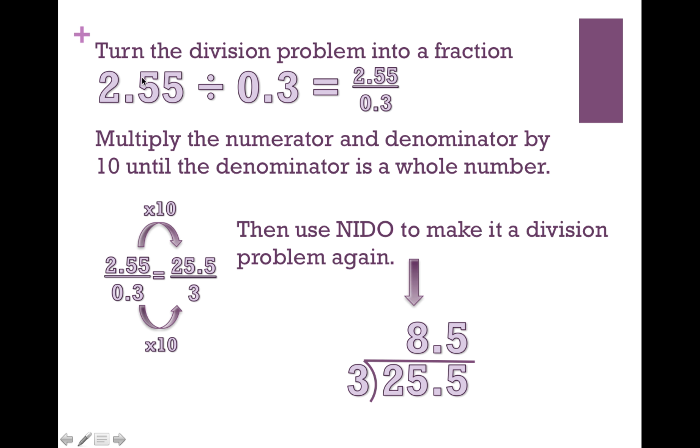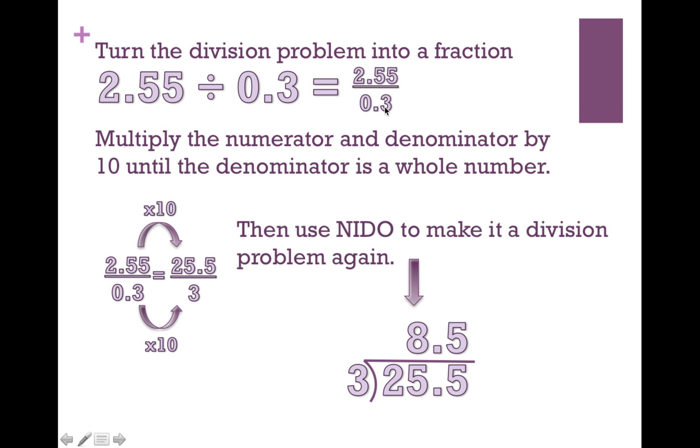The first number, the dividend, is going to go on top of the fraction and be your numerator. The second number, the divisor, is going to be your denominator. Remember Nido, if this were a division box, this 2 and 55/100ths would be inside, and this 0 and 3/10 would be outside. As you can see here, we have a decimal in our numerator, and that is not a problem. We also have a decimal in the denominator.